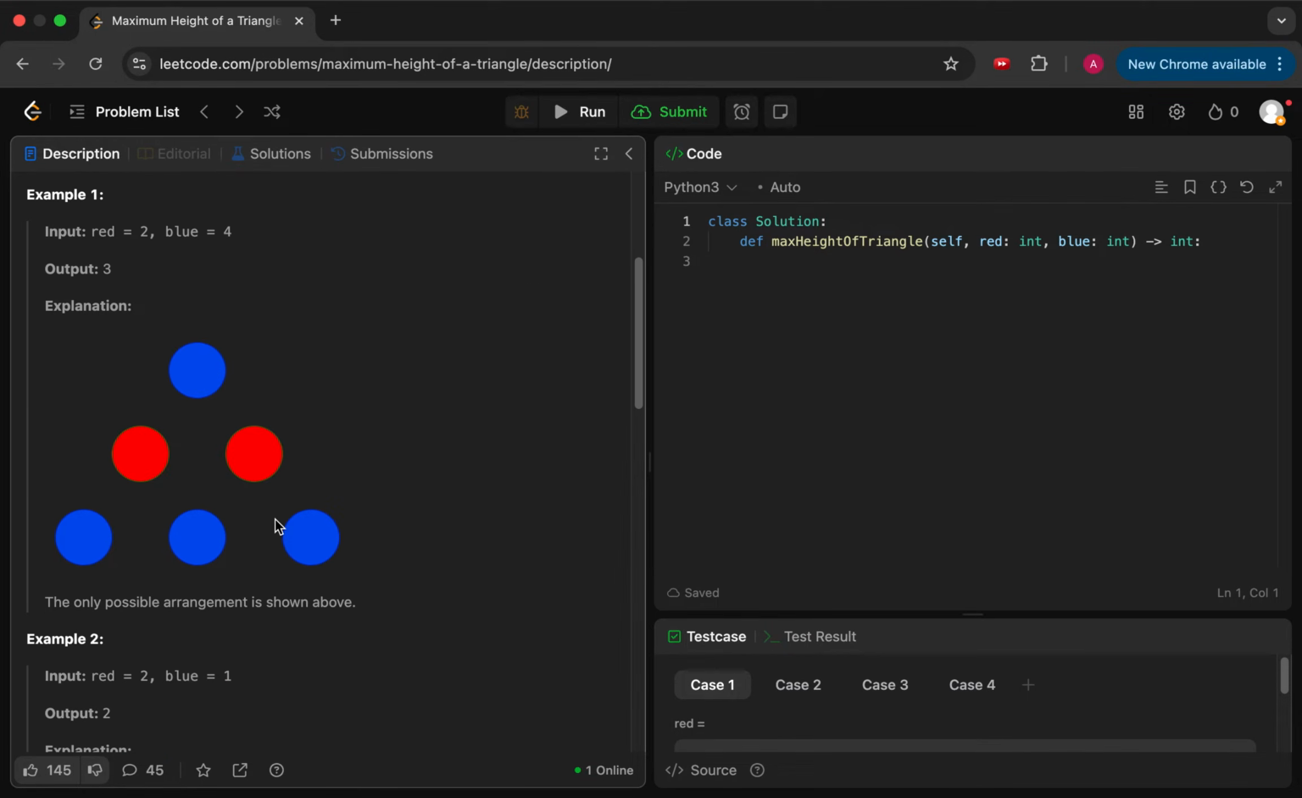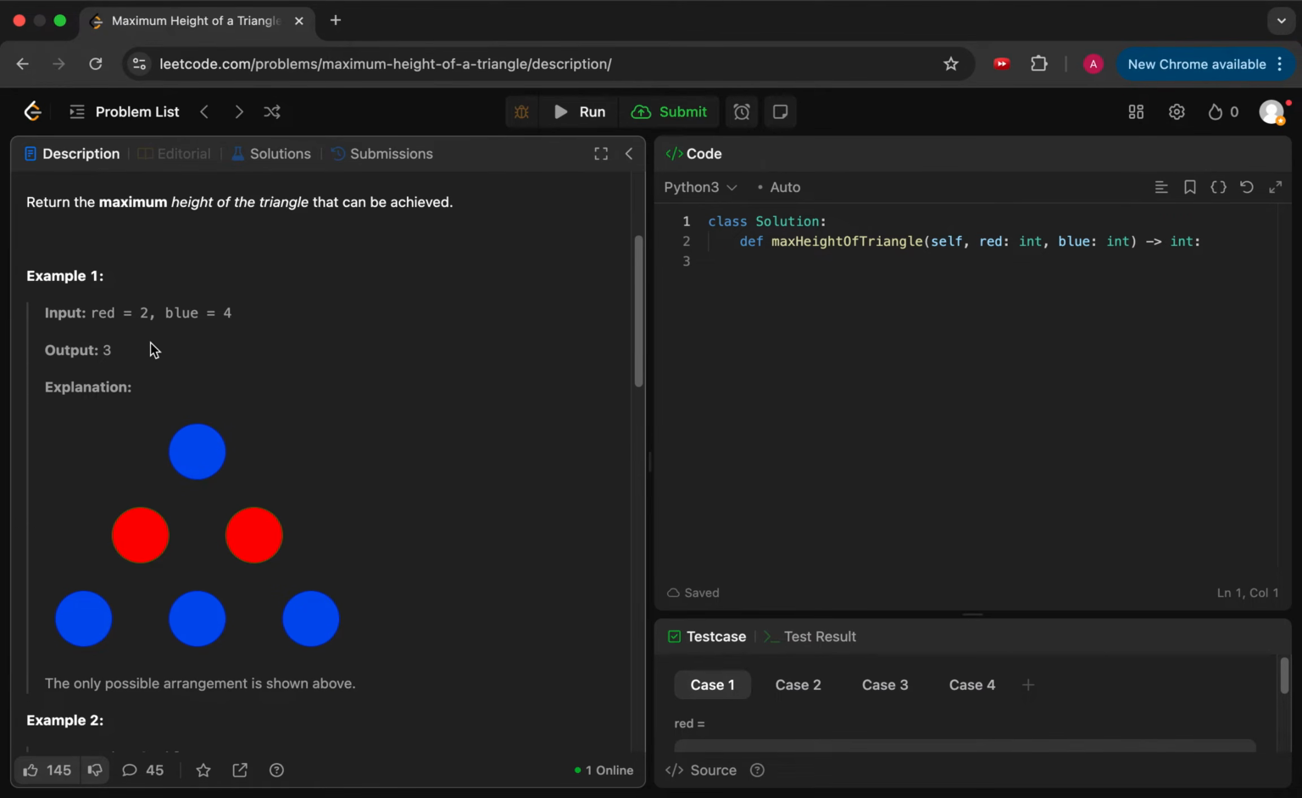So if you're given those constraints, you are supposed to calculate the height of the triangle that can be achieved. In this example, the output is 3, because you can use one blue ball for the first row, and then two red balls, and then 3, and then you need basically 4 more red balls in order to continue. You don't have it, and so the output height is 3.